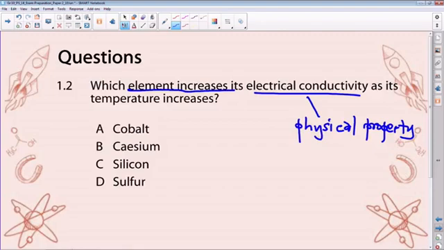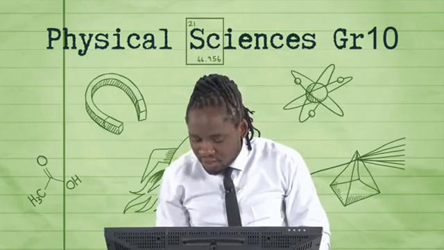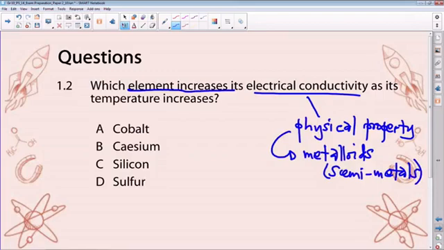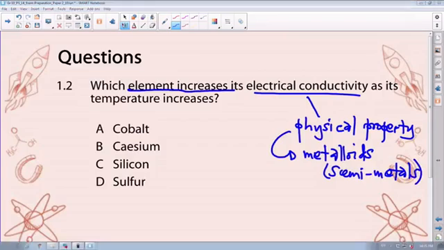Metalloids, sometimes we refer to them as semi-metals. So this is a physical property of metalloids, right? Metalloids or semi-metals, that's what they are. In this case, it will be very important to understand the layout of our periodic table. If I can draw attention to the periodic table once more.